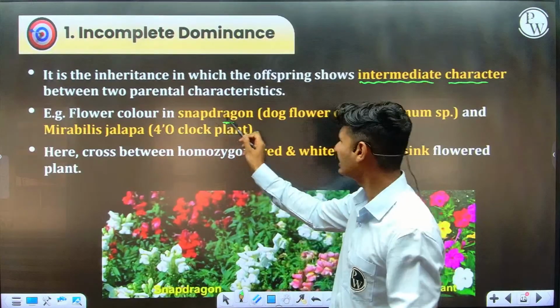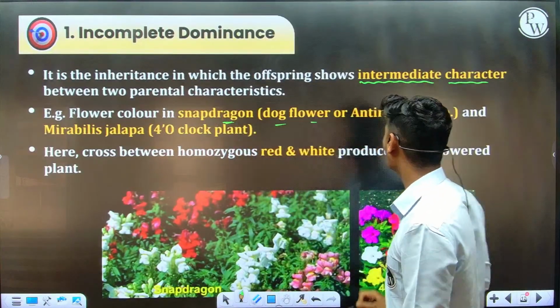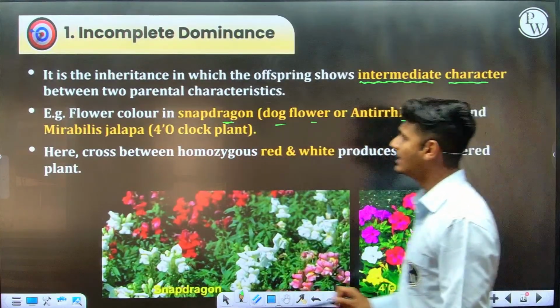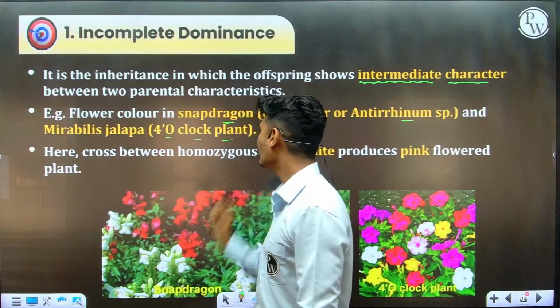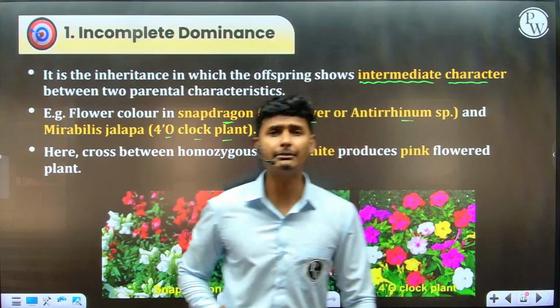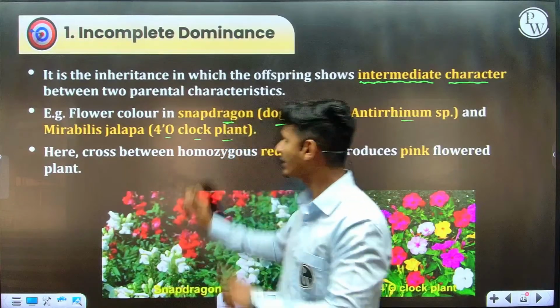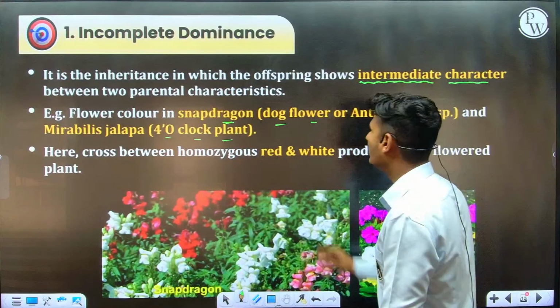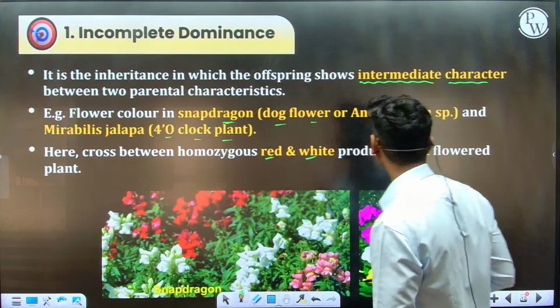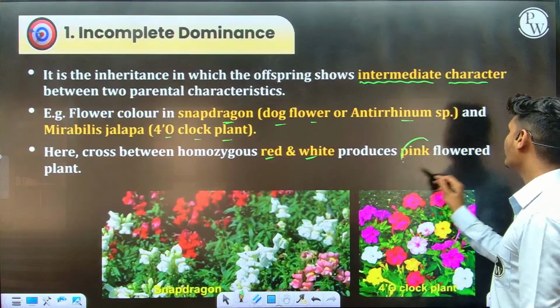Note down this example; you have to learn it. Snapdragon, that is dog flower, Antirrhinum species, and Mirabilis jalapa, the four o'clock plant. In the case of animals, Andalusian fowl are also an example of incomplete dominance. Cross red and white and they produce pink.